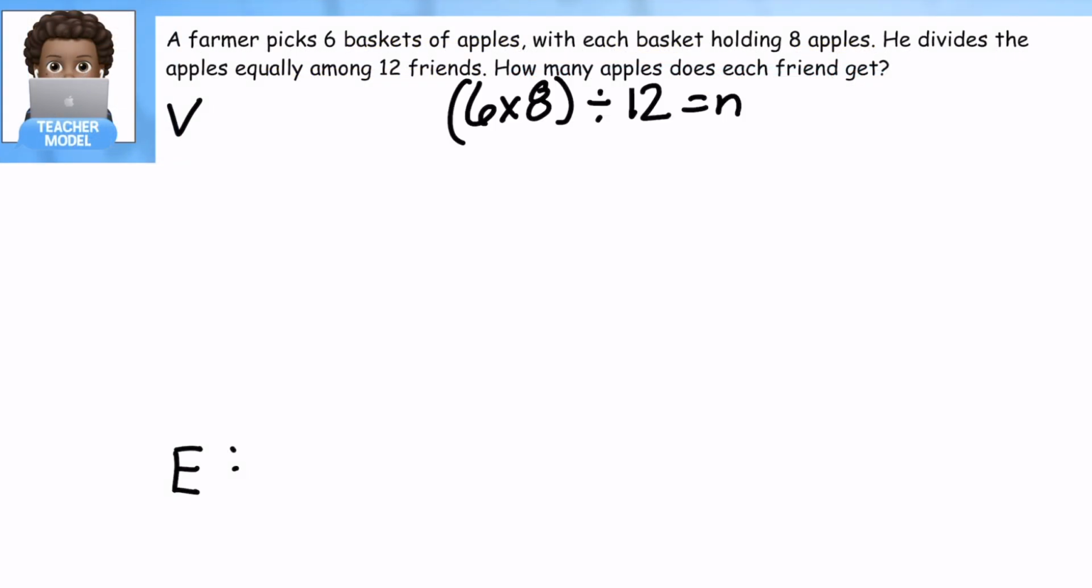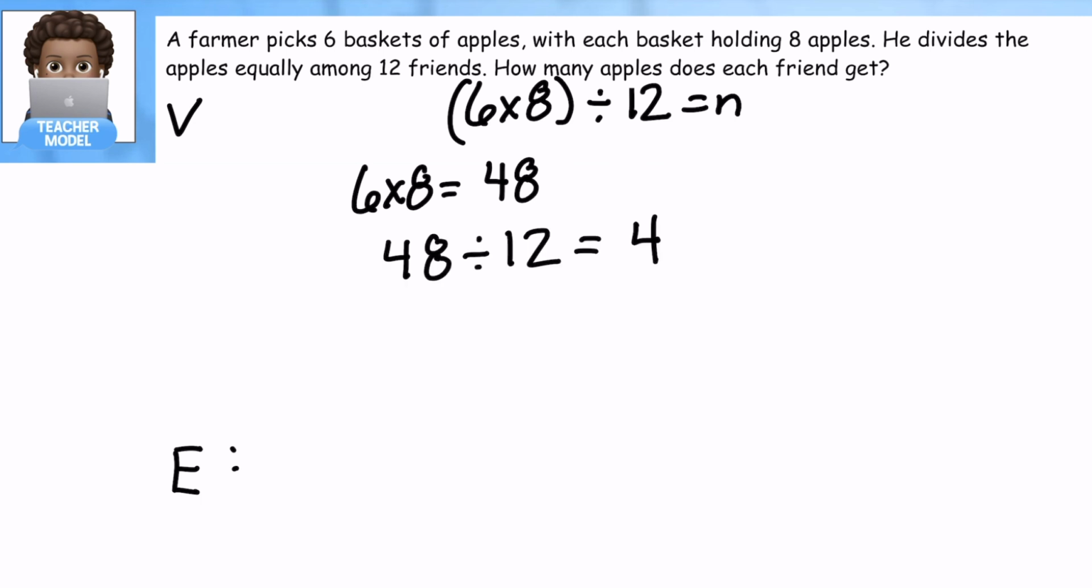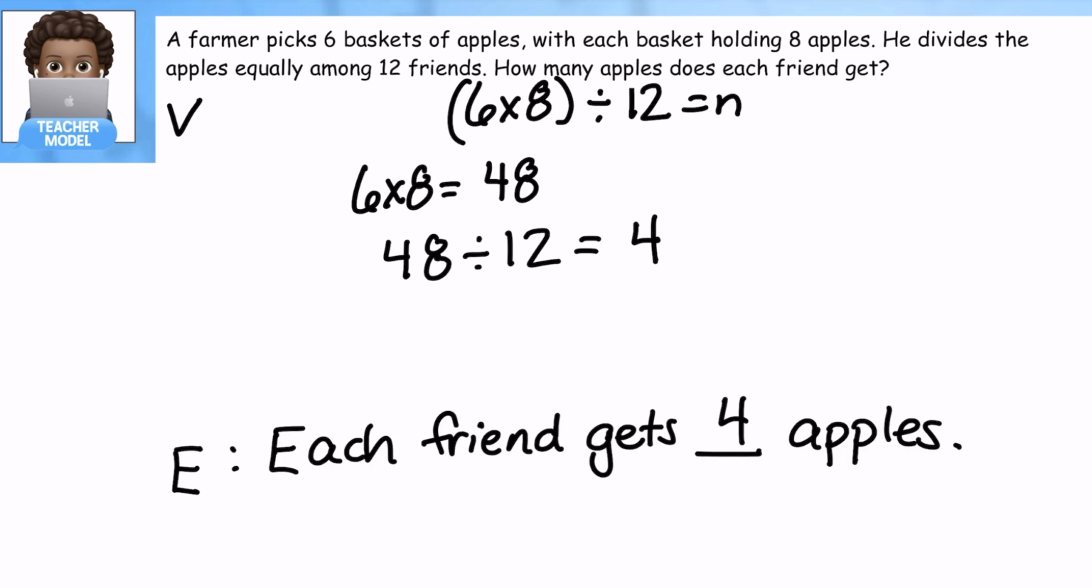Now that we have our plan, I need to verify it, which just means prove it works. I just needed a word that had V in it, and verify is an adult word that worked. So how do I verify it? I'm going to do the 2 steps. First, I'm going to start with the part I can do, 6 times 8. And I know 6 times 8 makes 48. Now I can use that to do the second part. 48 divided by 12 equals 4. What is that for? Well, that 4 just means how many apples each friend gets.